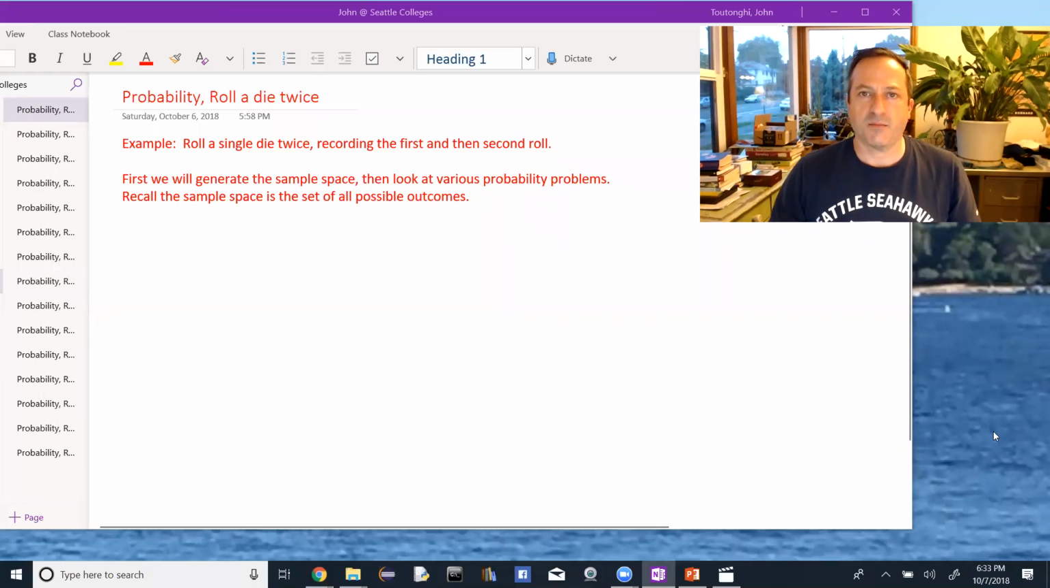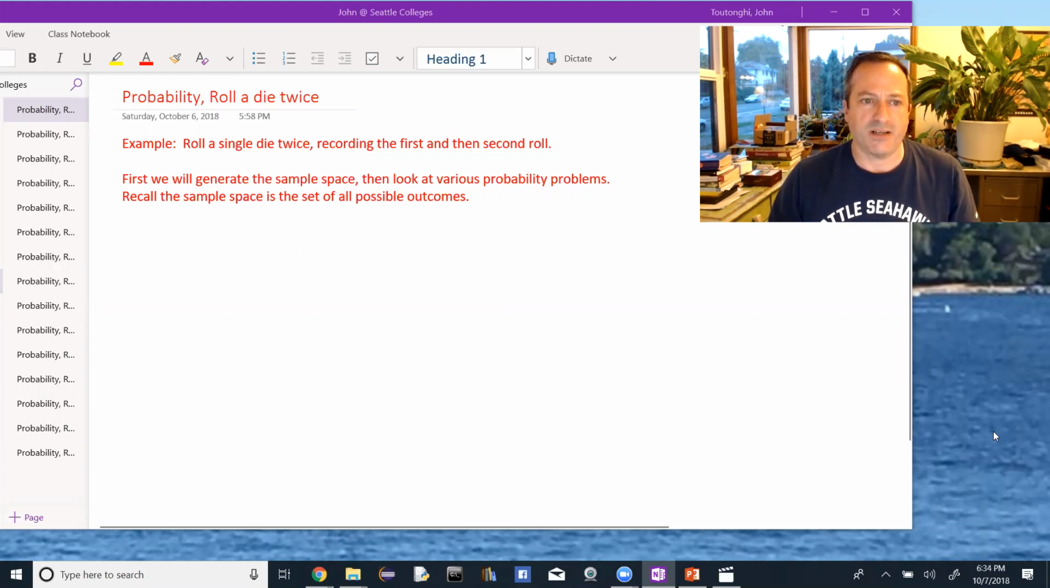Okay, so we're going to look at some probability examples. In this example, I'm going to roll a single die twice and record the first and then the second roll. So this type of problem really is, once you have the sample space generated, you can look at the sample space to get a variety of different answers for probabilities.